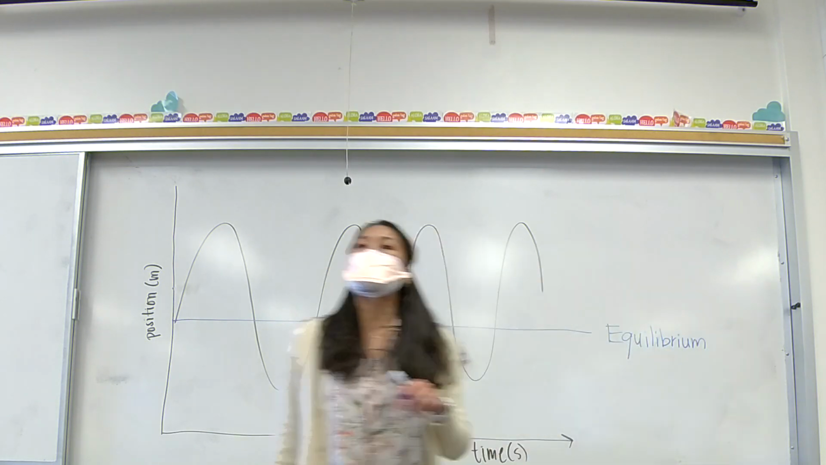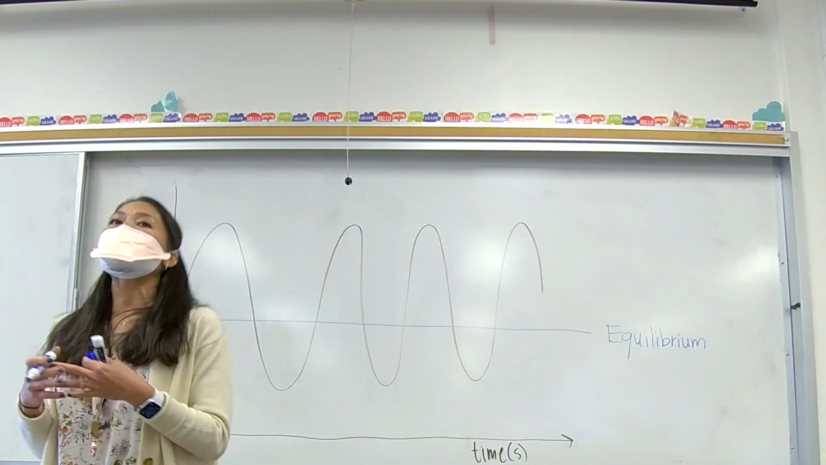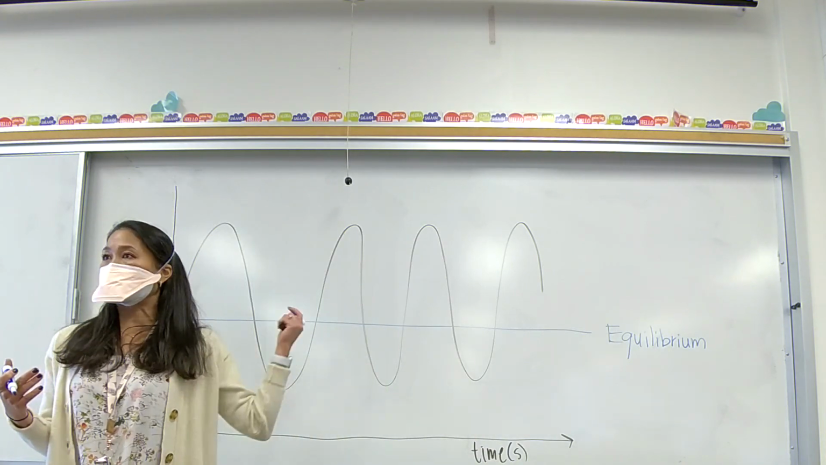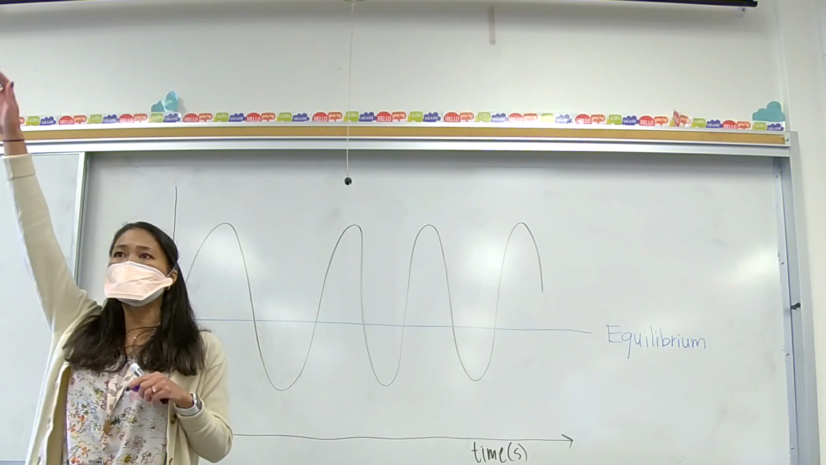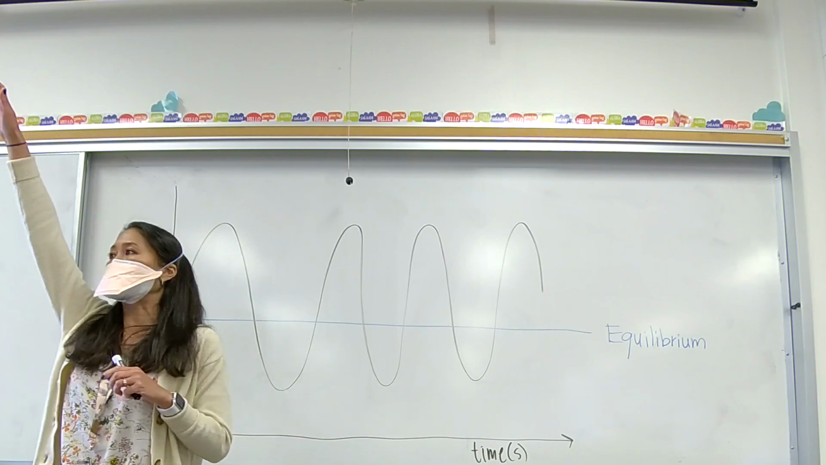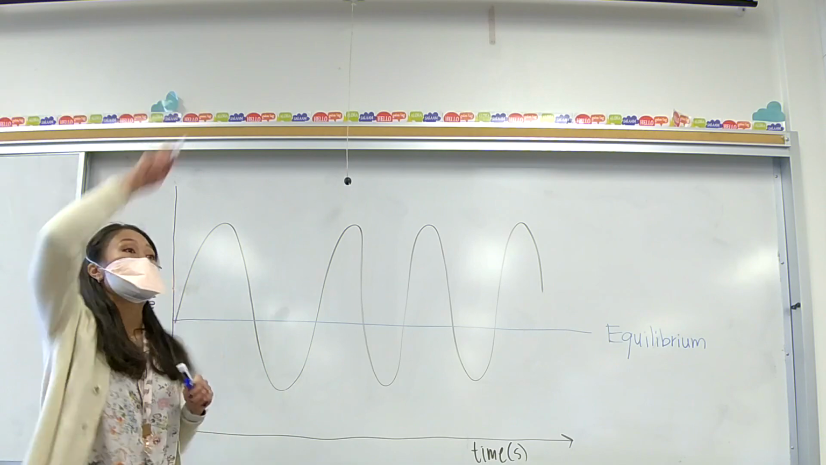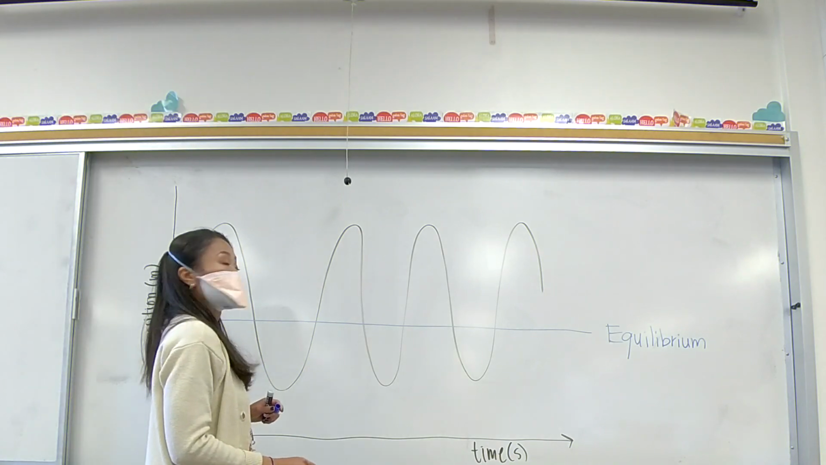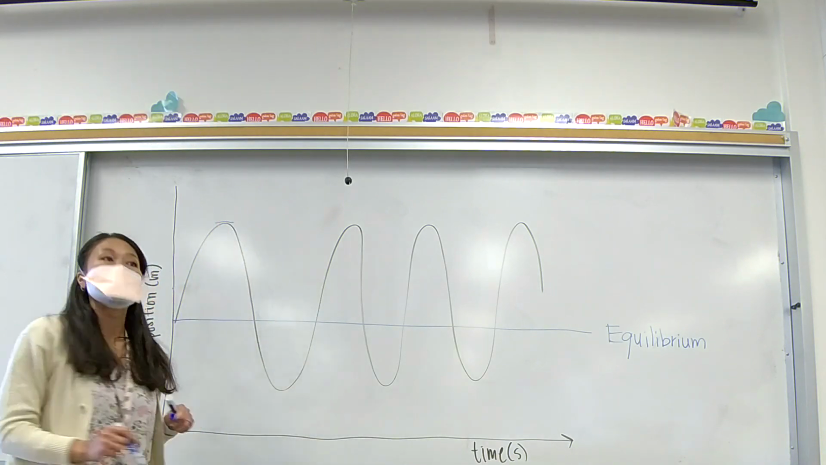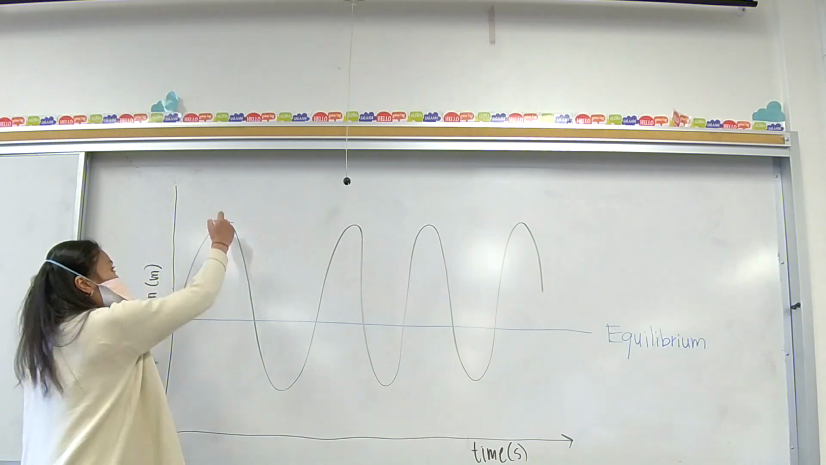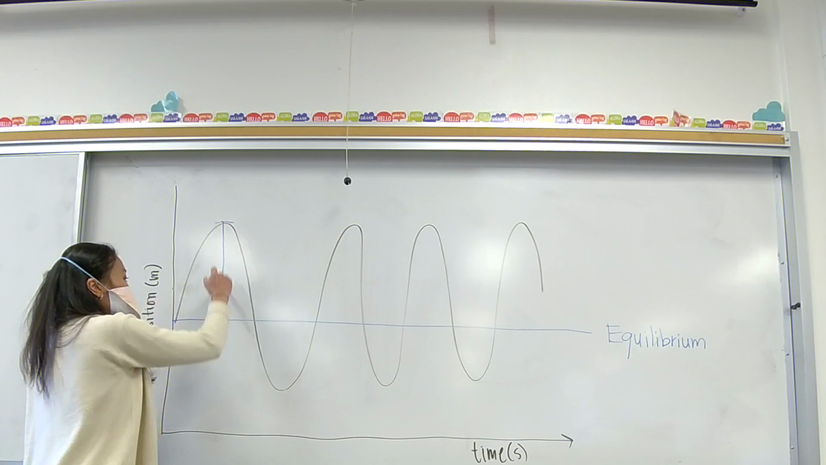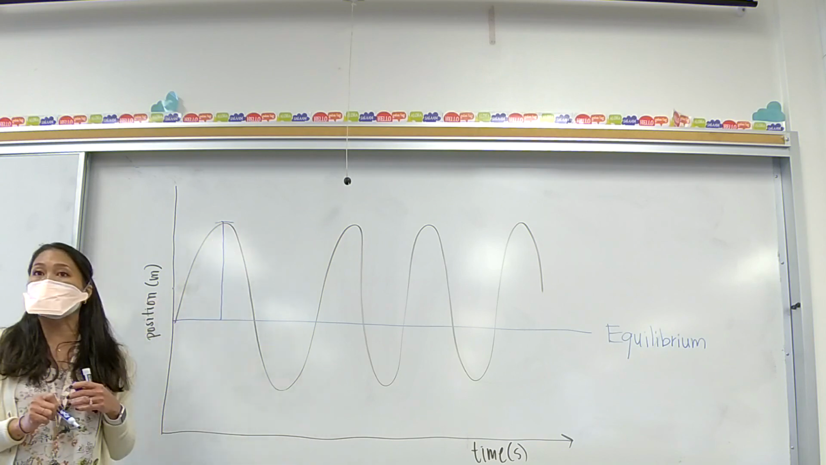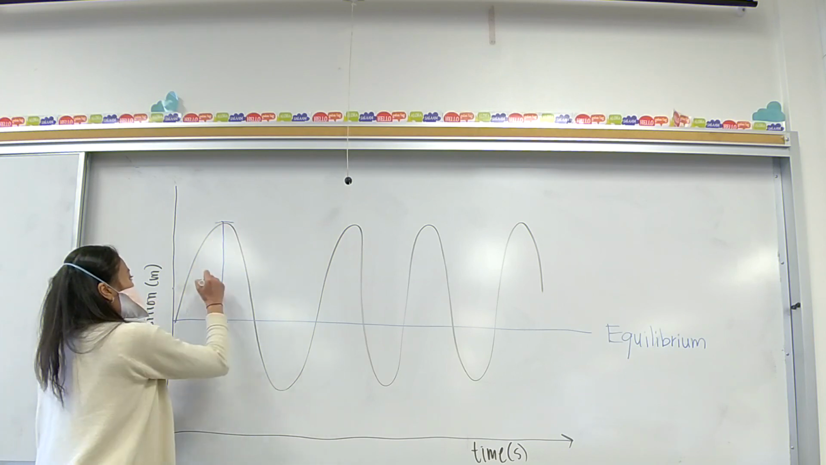What about the amplitude? What would be my amplitude in this graph? Any thoughts for this one? How did you label your amplitude? Wilder: I did the first peak because I figured that would be the first peak, not all the way down to the bottom, but from the first peak down to equilibrium. This is your amplitude.